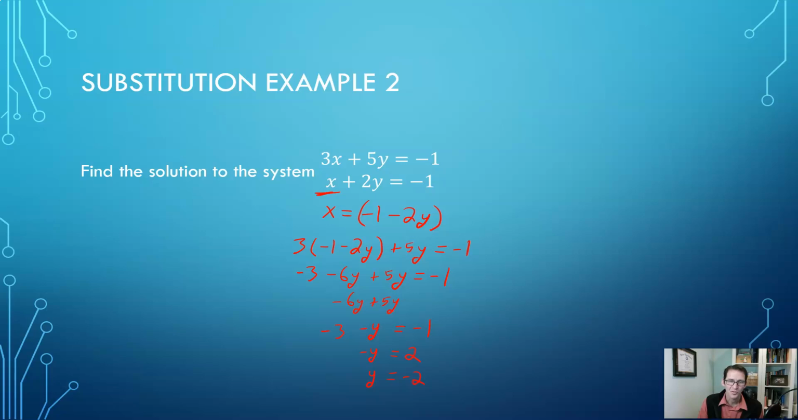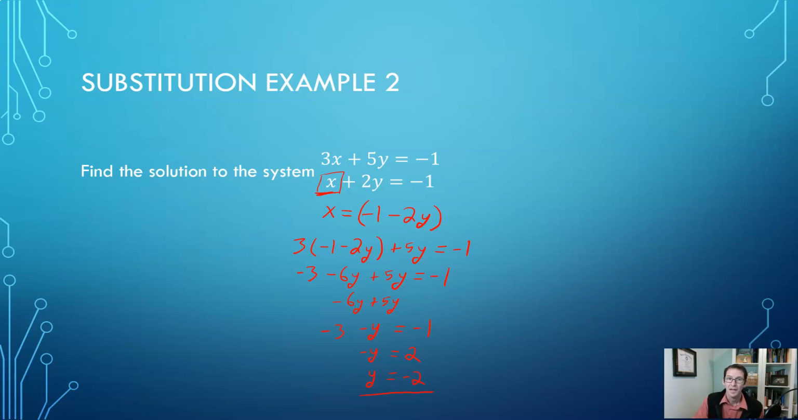Boy, that leaves me a lot of room for errors. I hope I did it right, but we'll find out at the end if I did or not. Now, I need to find a nice place to put this y variable to find my x. And again, I kind of like using this first equation because x is already a variable without a coefficient that's not 1, so that makes it easy.